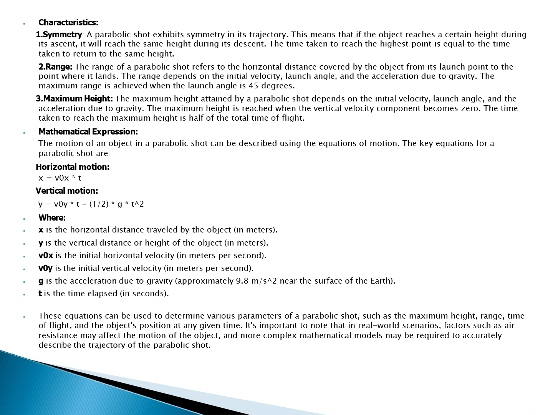Mathematical expression. The motion of an object in a parabolic shot can be described using the equations of motion. The key equations for a parabolic shot are: horizontal motion, x equals v0 times cosine theta times t. Vertical motion.